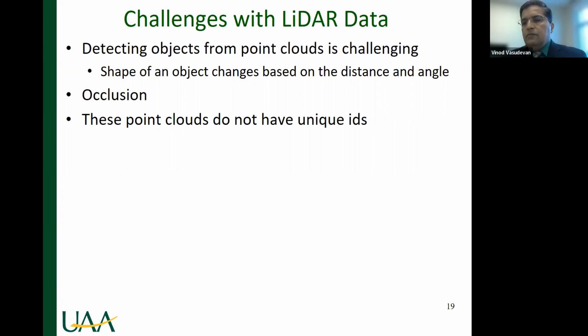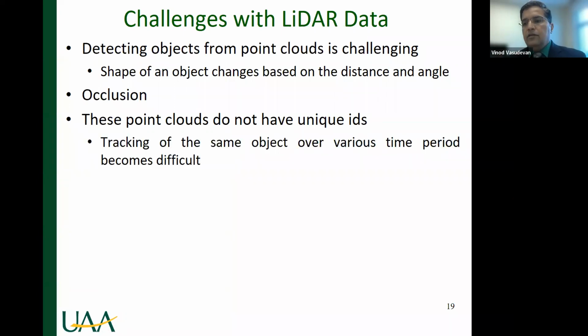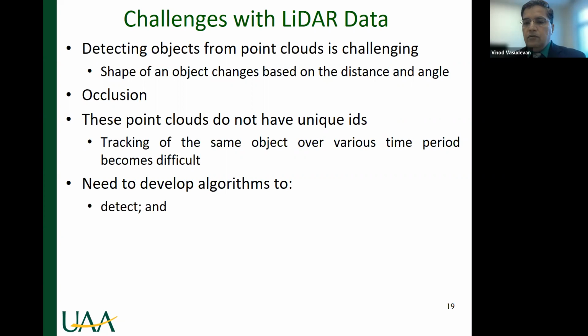A major challenge is that these point clouds do not have unique IDs, because at each time frame you are getting a new point cloud, unlike GPS, where the same unique ID is maintained over time. Here it's starting a fresh scan every 1/20th of a second. So you have to develop some algorithm to track this. Tracking these points over various time periods becomes difficult. So you need to develop algorithms first to detect and to track objects.